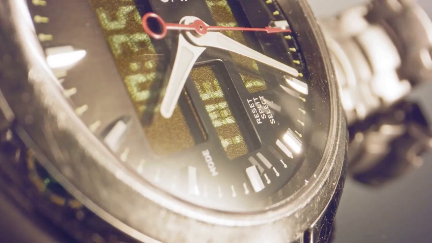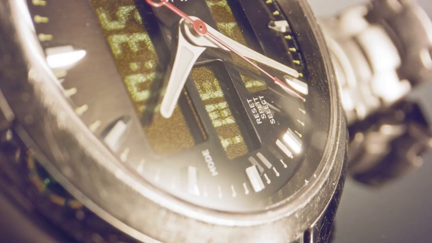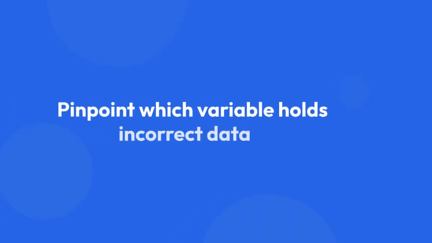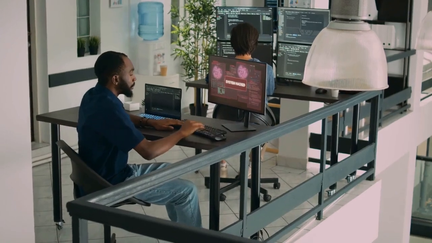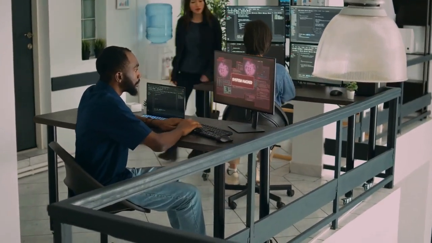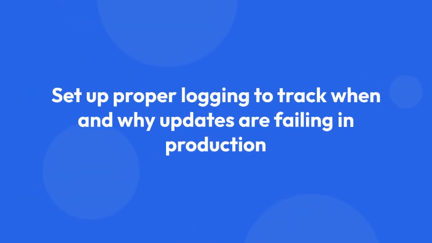5. Debugging techniques. If you still face the error, use your browser's developer console to log the values of seconds and nanoseconds just before creating the timestamp. This helps pinpoint which variable holds incorrect data. Also, check your Firestore rules to make sure they aren't preventing the update due to permission issues, even if the data is correct. Set up proper logging to track when and why updates are failing in production.